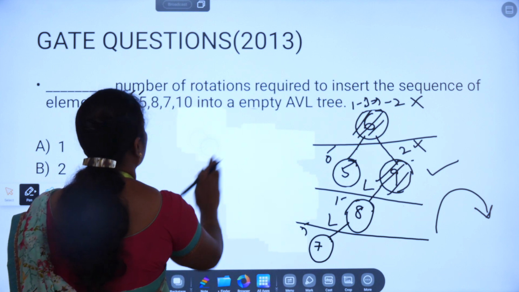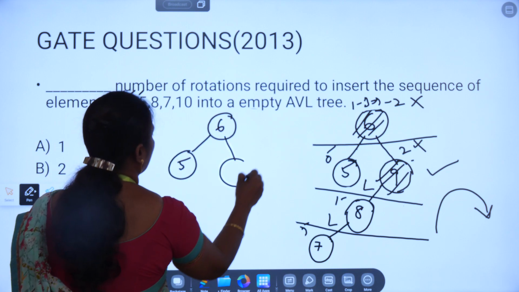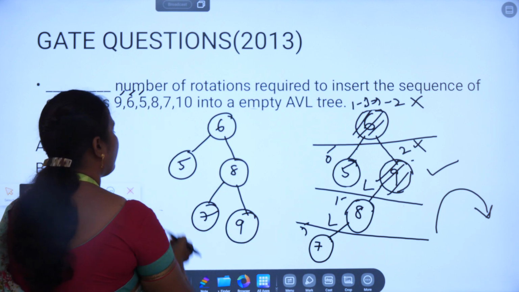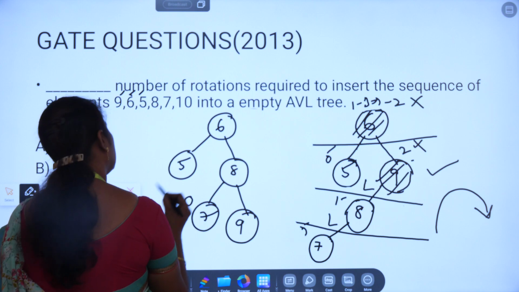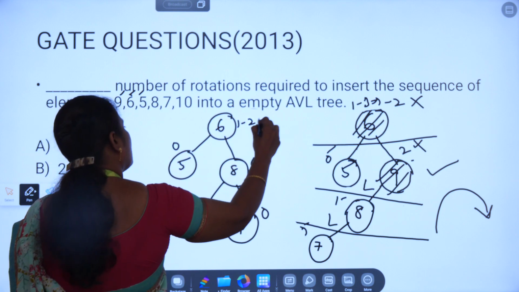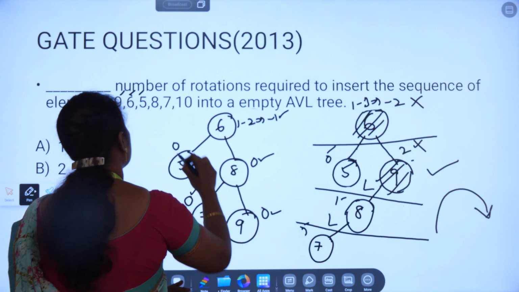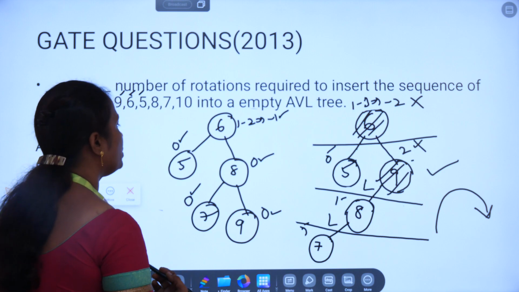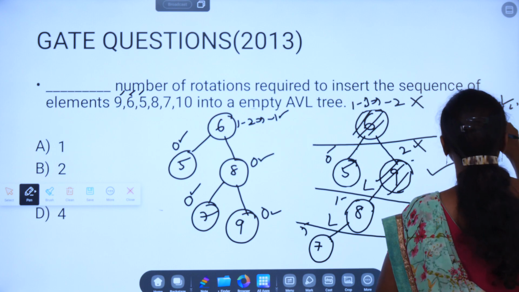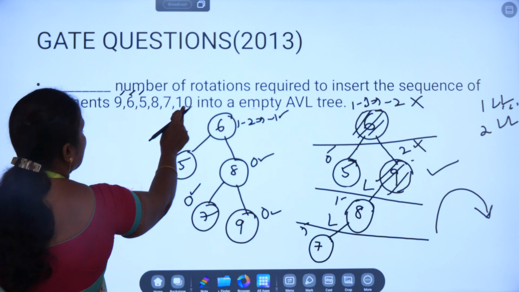When you rotate, you will get 6, 5, 8, 7 and 9. After rotating, you again calculate the balance factor: 0, 0, 0, 0, 1 minus 2, it is minus 1. Now all the nodes have balance factors in plus 1, minus 1 and 0, so there is no critical node. So far, how many rotations have we performed? The first is an LL rotation, the second rotation is also LL. Next, we insert the next element 10.